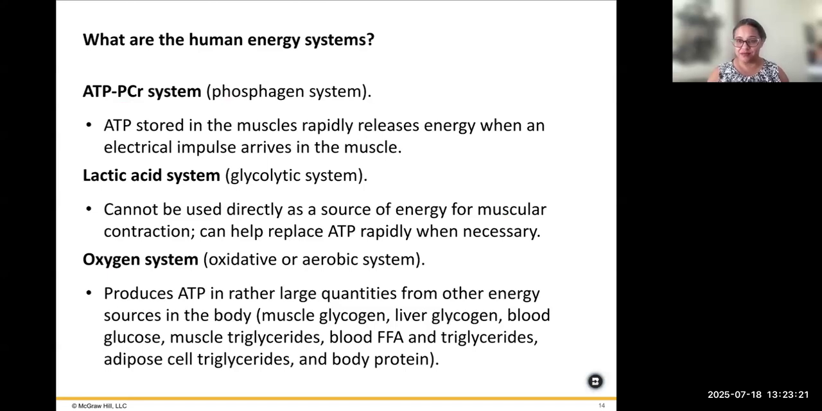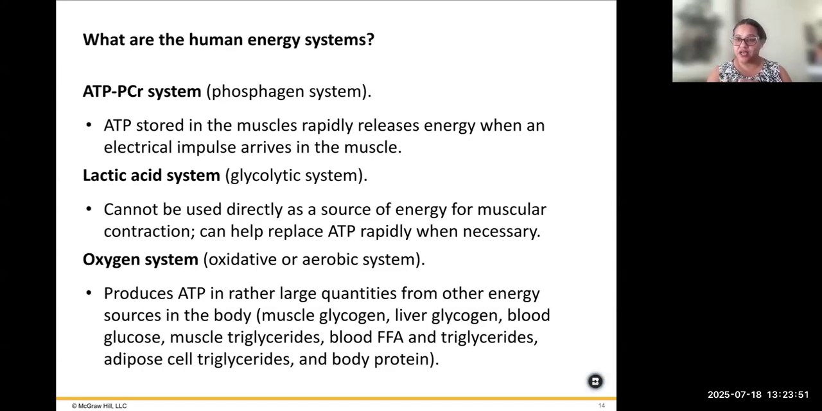Human energy system. So like we said, that's where the energy is stored. How do we get it out of there? So the ATP PCR system, also known as the phosphagen system: ATP is stored in the muscles. It rapidly releases energy when an electrical impulse arrives into the muscle and makes it contract. The lactic acid system or glycolytic system depends on glycolysis, which is the first step of cellular respiration. Cellular respiration has 3 steps. Glycolysis is that first one.